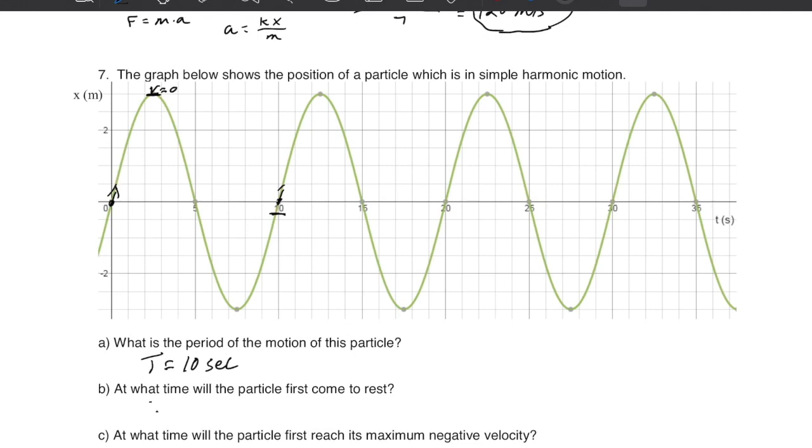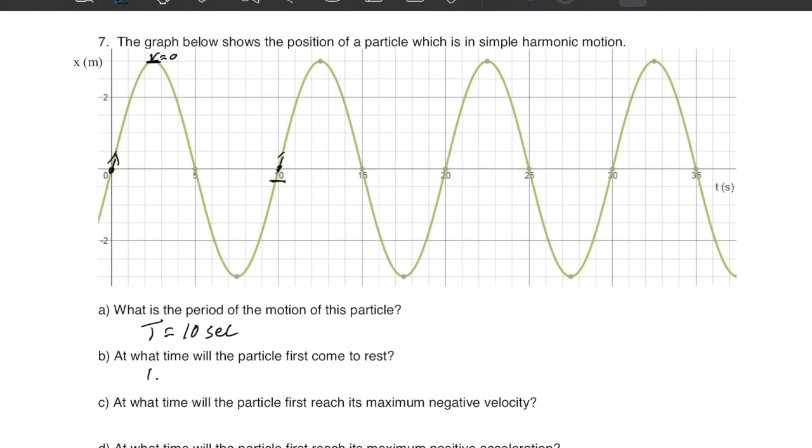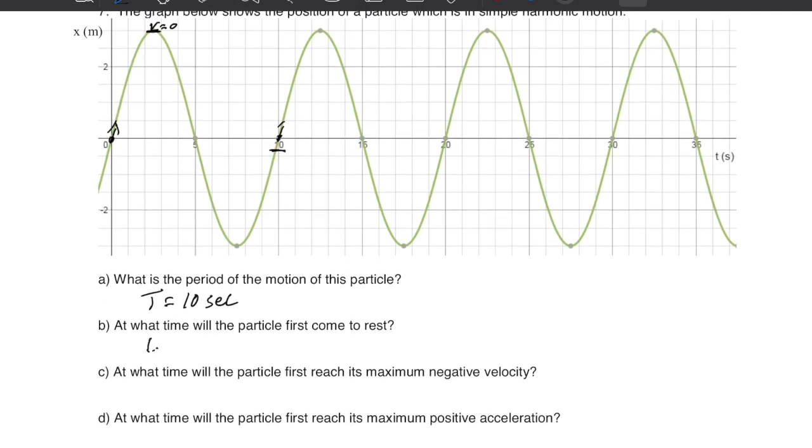At what time will the particle first come to rest? So we need to find the first time that we have a slope of 0. We find that at about 2.5 seconds. There's another one at 7.5, then 12.5. Anytime that slope is 0, that's a 0 velocity.